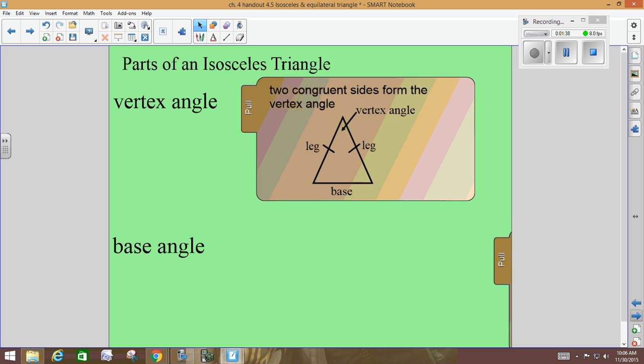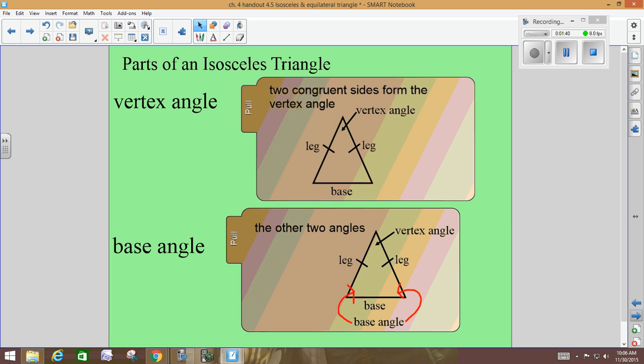The angles opposite each leg are called the base angles. Opposite means across from; they don't touch. Opposite of the legs are the two base angles. The base angles sit on the base. They both touch the base. Two base angles, one vertex angle.